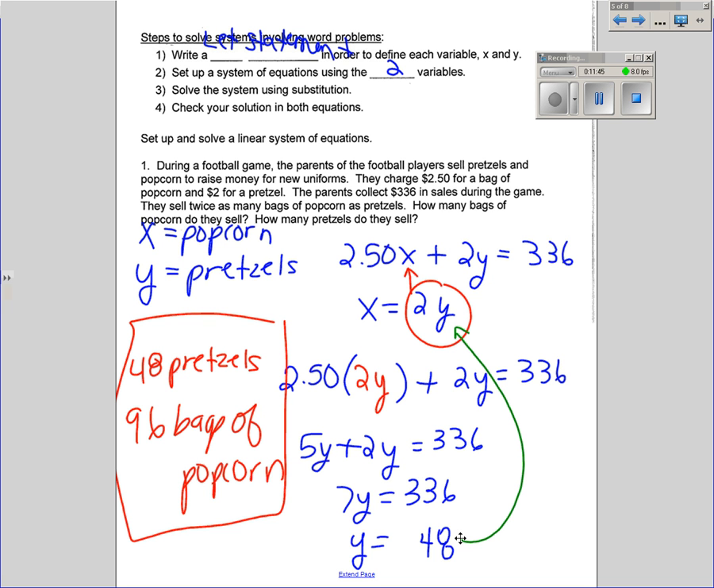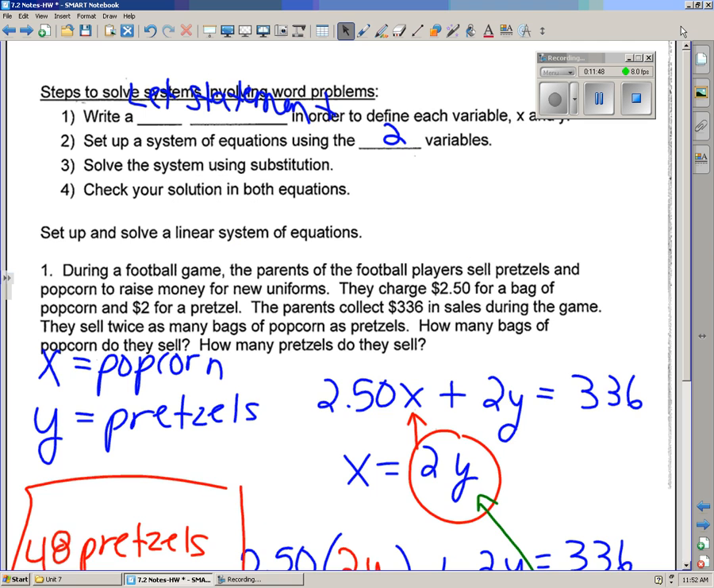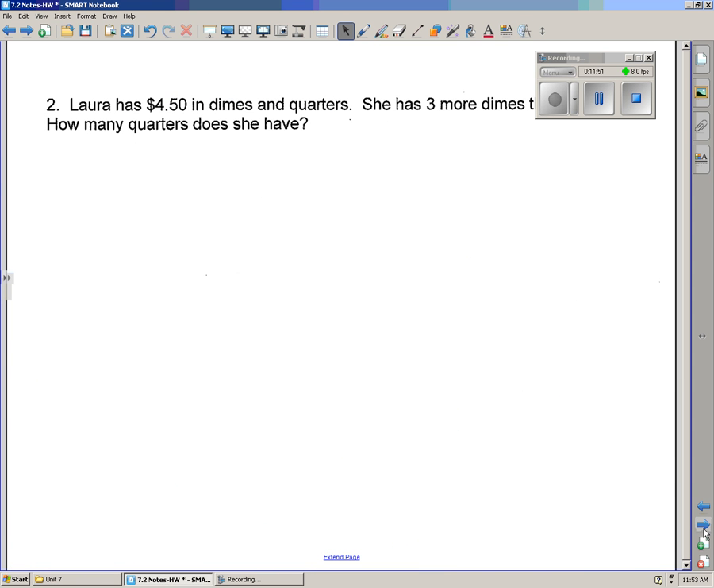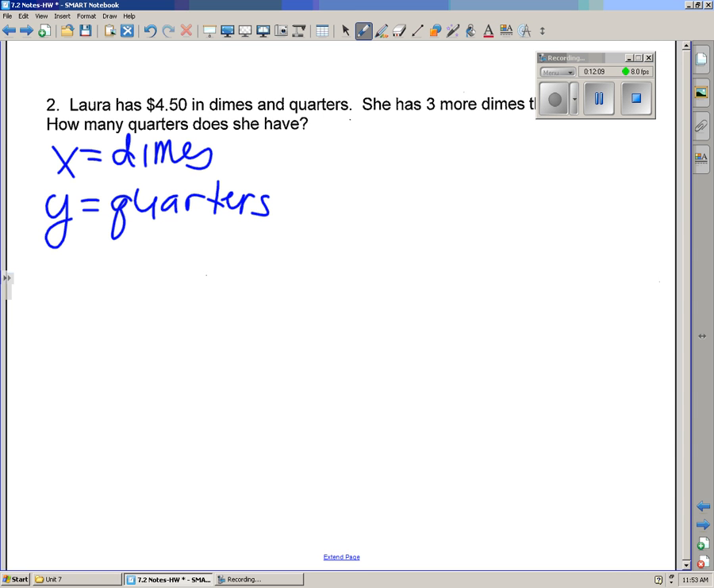All right, let's try one more. Laura has $4.50 in dimes and quarters. She has 3 more dimes than quarters. How many quarters does she have? Well, let's call x the dimes. Let's call y the quarters. We know that she's got 3 more dimes than she does quarters. So that means dimes is going to be 3 plus y. So dimes equals 3 plus quarters, okay? Because she's got more dimes than she does quarters.